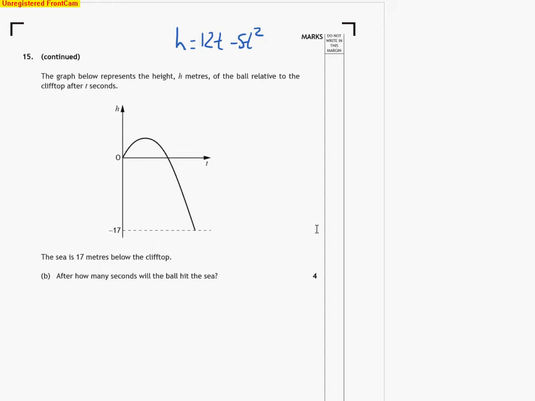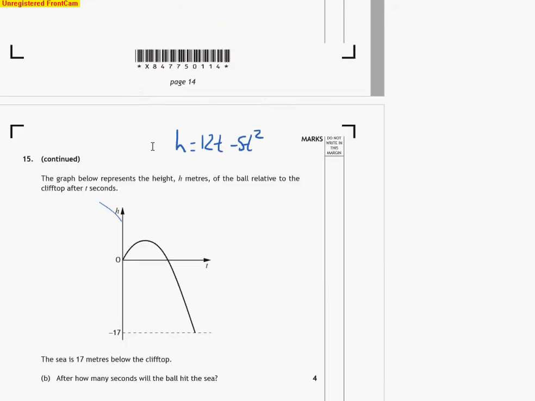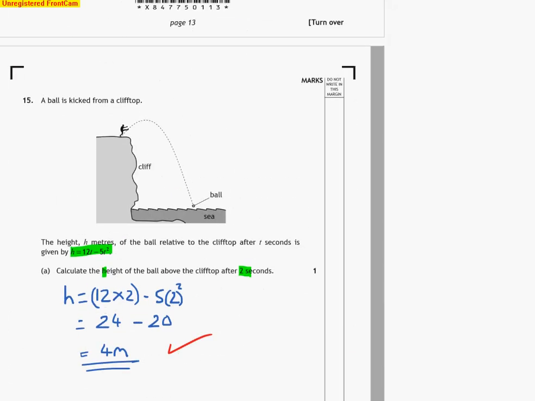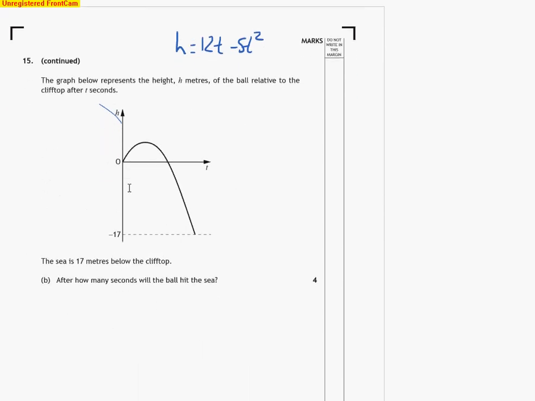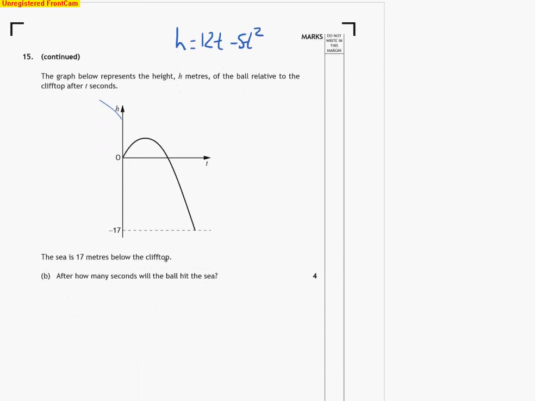So that's the graph. We see this line here is the same as this line here. So suddenly we've now got an expression and a graph for the ball. Here's the sea level. It's 17 meters below the cliff top, i.e. minus 17 meters. That's where it stops, where the ball hits the water. So how many seconds will it take for the ball to hit the sea?